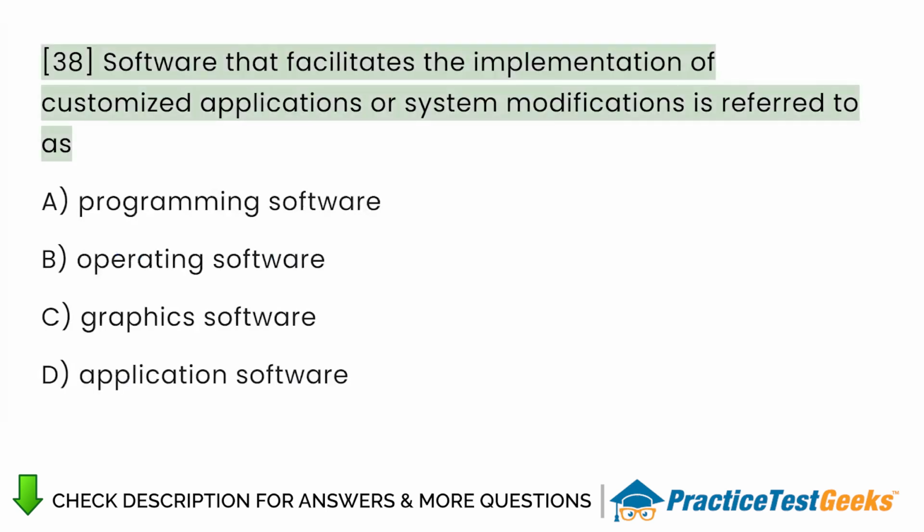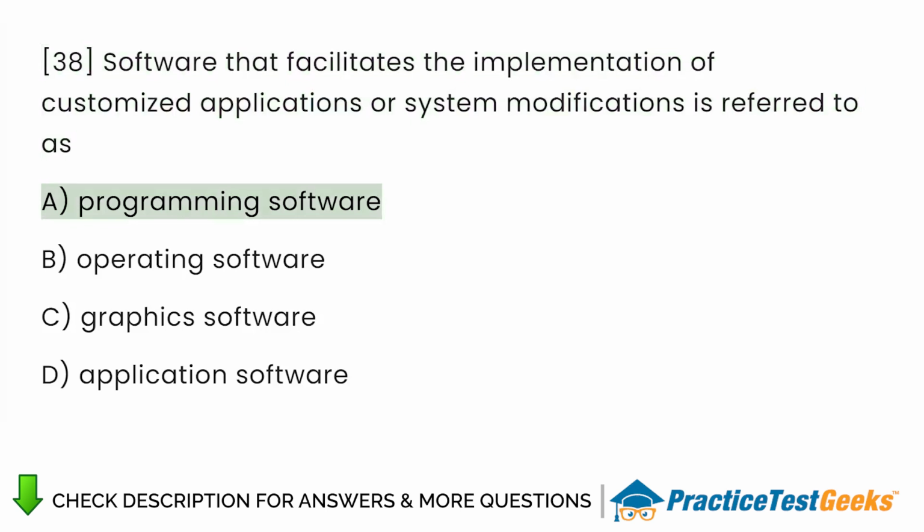Software that facilitates the implementation of customized applications or system modifications is referred to as A. Programming software. B. Operating software. C. Graphics software. D. Application software.